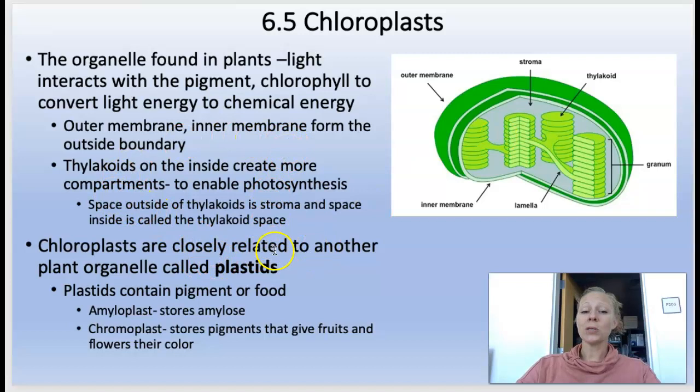So once again, the concept of compartments is used here. And chloroplasts are closely related to another plant organelle called plastids. And plastids contain either pigment or food. So an example of this would be an amyloplast. It stores amylose, which is a polysaccharide or a carbohydrate. And a chromoplast is a plastid that is going to store pigments that give fruits and flowers their colors. So it's going to store things like carotenoids, so that carrots are going to have their orange color.